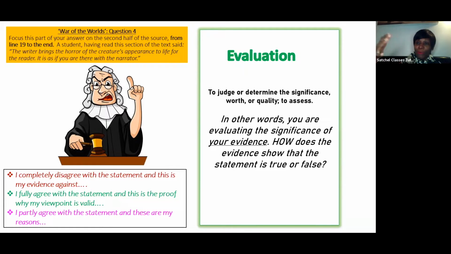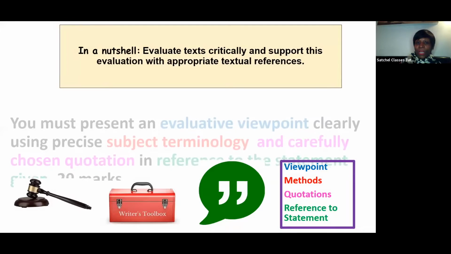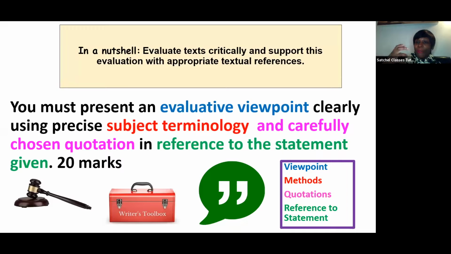You're going to say these are the 3, 4, 5, 6 things that make this creature's appearance horrific and make me feel as if I'm there with the narrator. See, how is this statement shown to be true? How is this statement shown to be false? You're thinking about your evidence. Now, in a nutshell, when you're thinking about this, you have to be evaluative.